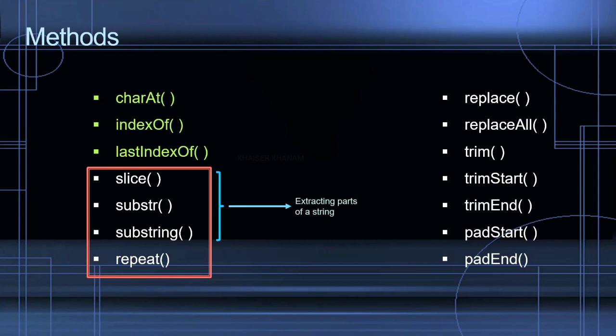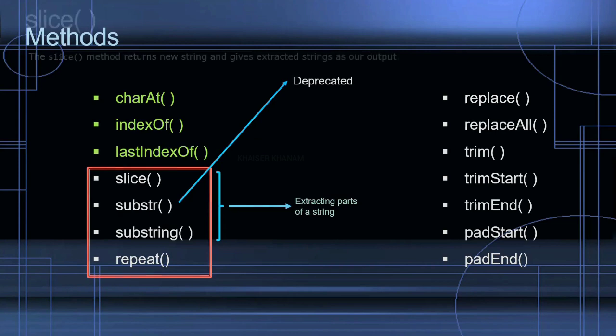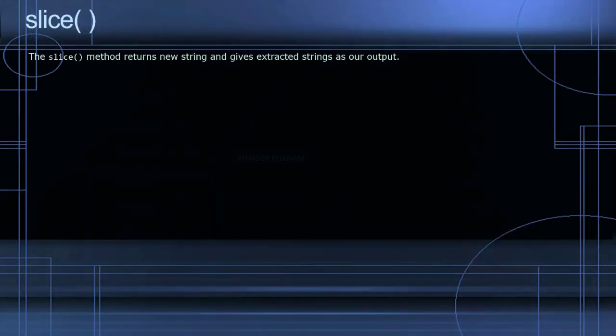Now these 3 methods are used to extract part of the string. If I am having apple and I just want pp, I can extract that part of the string. For that, these 3 methods are used. And when it comes to substr, this is deprecated, so we are not going to see much about this, but we will see how it works. Now let us start with the slice method. The slice method will return a new string and it will give the extracted string as our output. Now I will just show you the syntax.